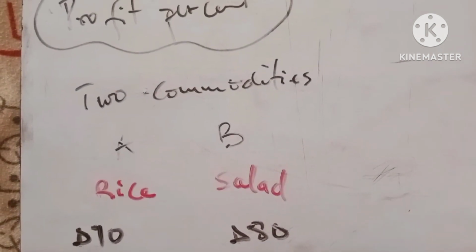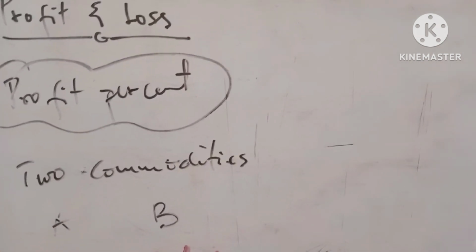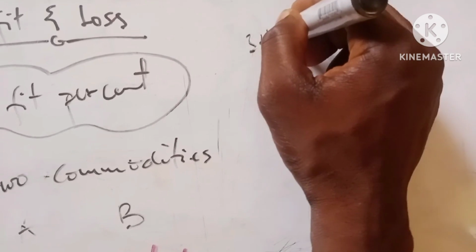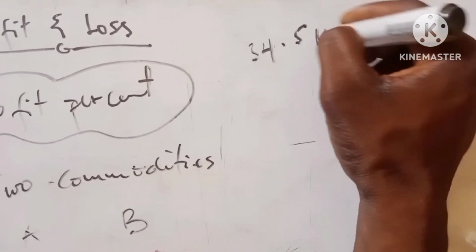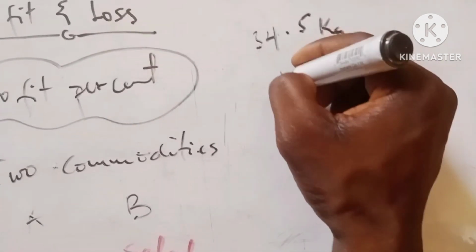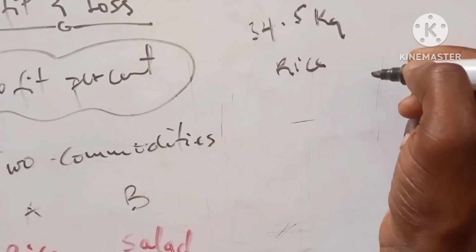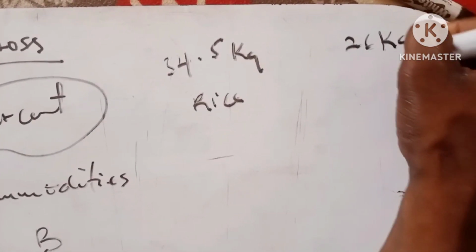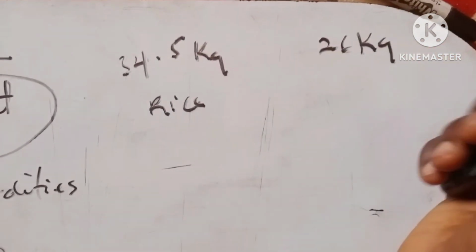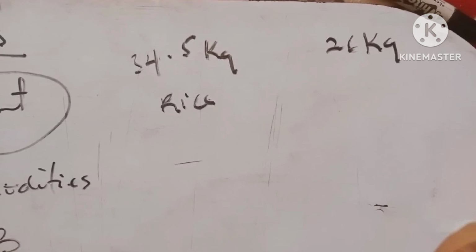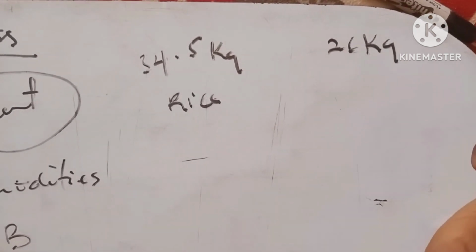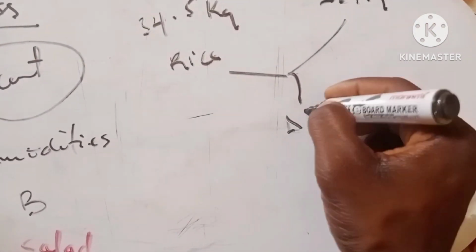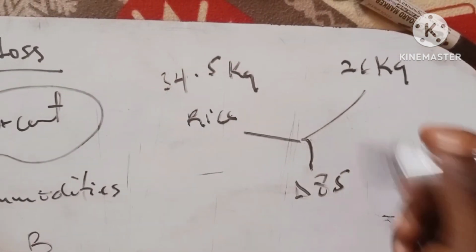Now what happens is that if 34.5 kilograms of the first one, the rice, is mixed with 26 kilograms of the salad, so let's assume that we are weighing that on a weighing scale to determine the price, and then the mixture is sold for D85. So the two of them were sold for D85.